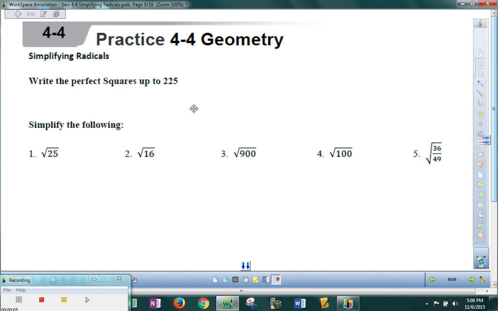So our first step today is to write out the perfect squares up to 225. The first perfect square, 1 squared, is just 1, then 2 squared is 4, 3 squared is 9, and so on. Pause the video and take a minute to go all the way until you hit 225.